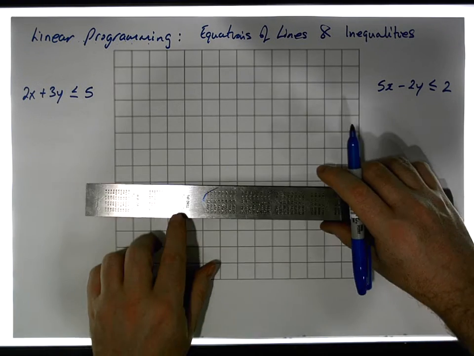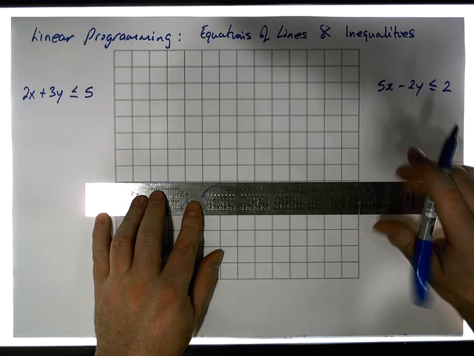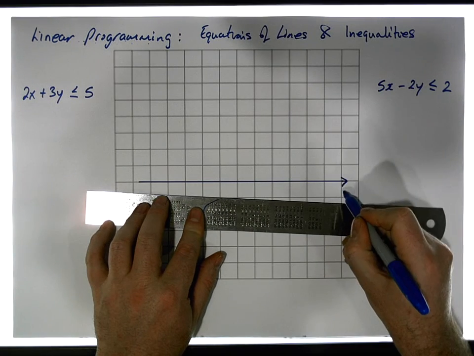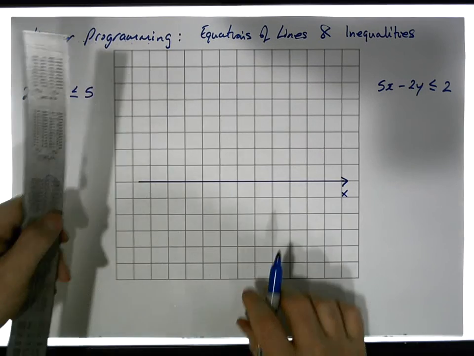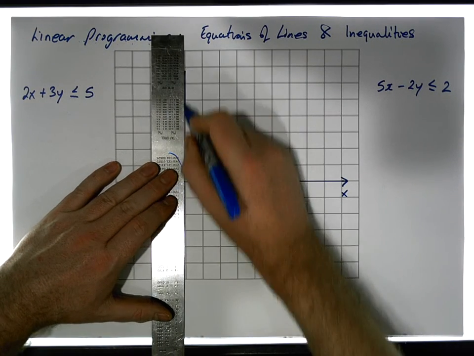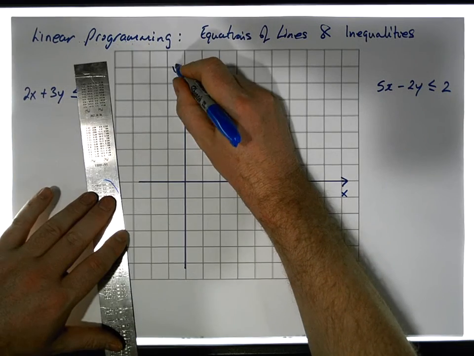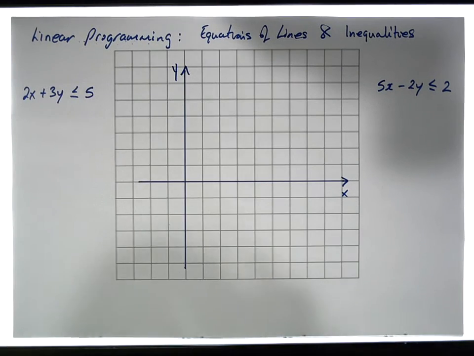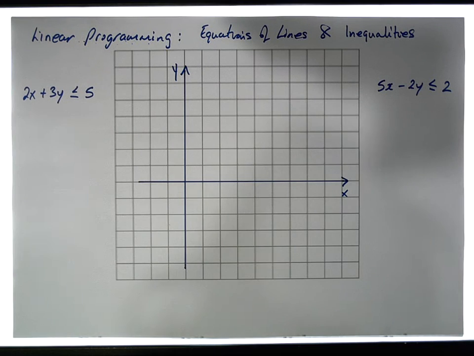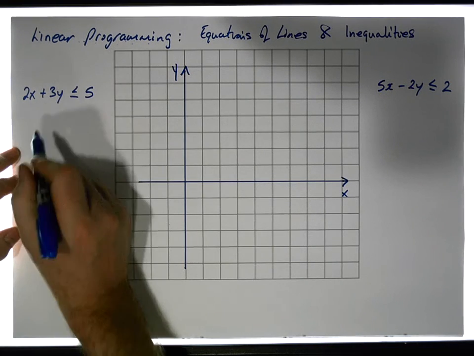Let's create an x and a y axis here on this bit of graph paper. So let's say this is our x-axis, and this is our y-axis going up there. What we want to do is plot the region with respect to this particular inequality. What I like to do first of all is look at the equality piece.